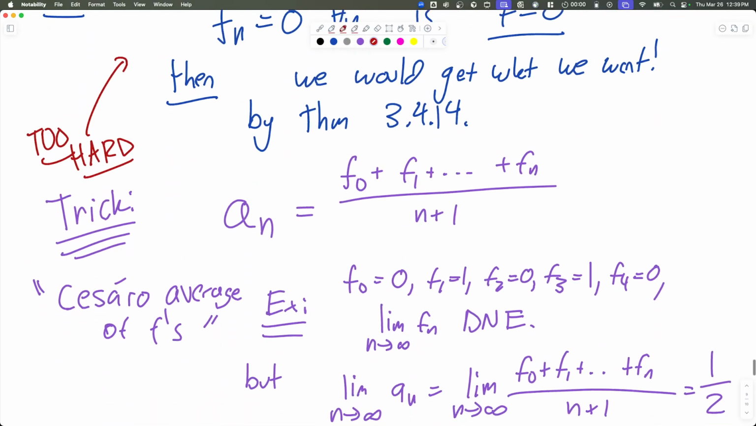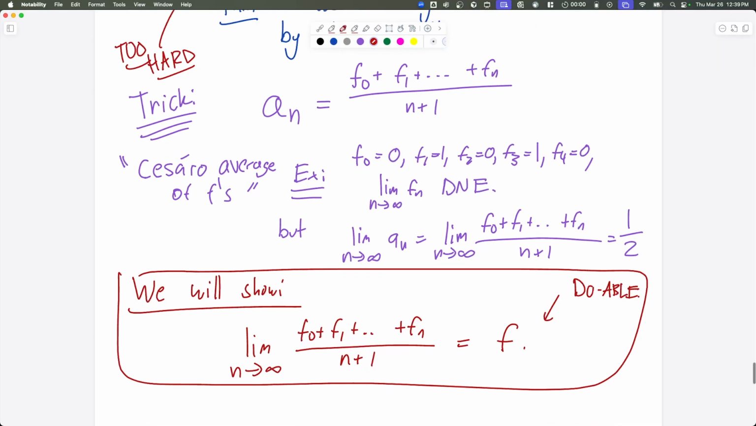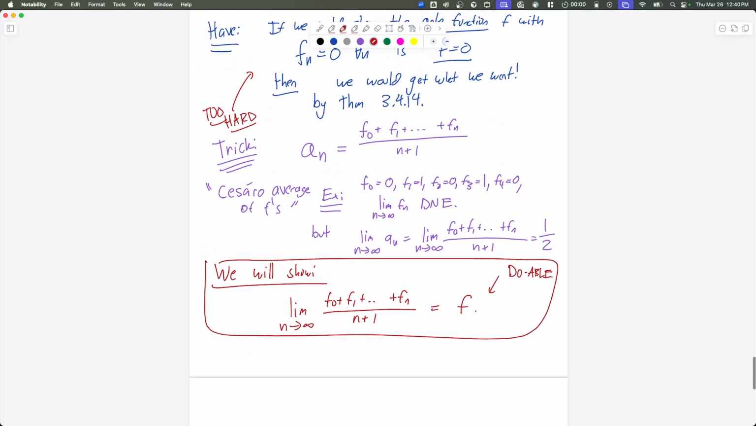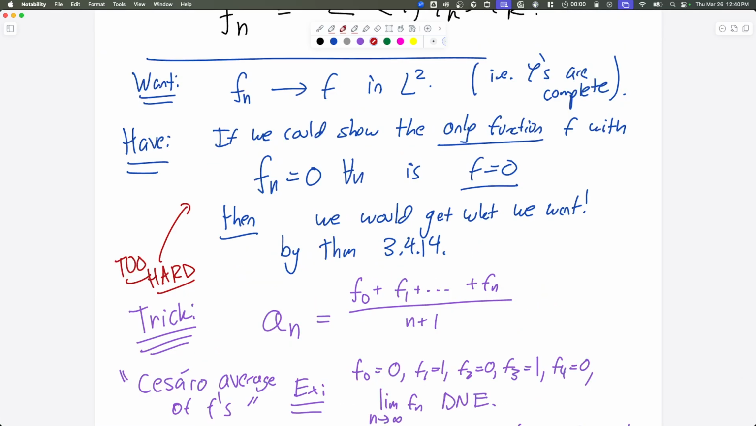Well, look at this example, right? If I prove the Cesaro averages converge to 1/2, does that prove the f's converge? No, they don't even converge. So why is this useful? Why are we wasting our time on the Cesaro averages? Why is that helpful? I'll let you see the whole board and then ask.